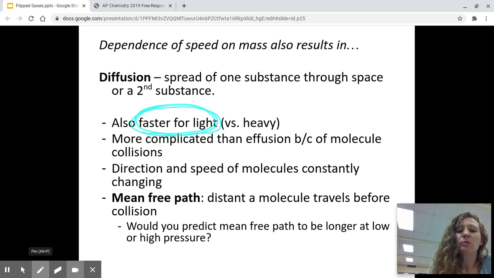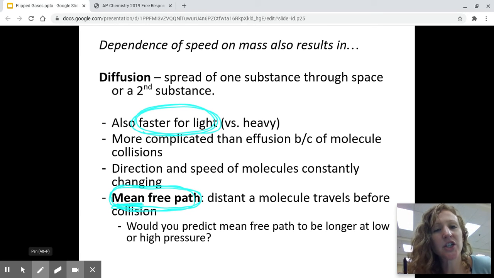You might hear this term, the mean free path, and that is, again, a mean is kind of like an average, but free path is talking about how far that molecule can travel before it runs into something else. I'll give you a hint, it's not super far.